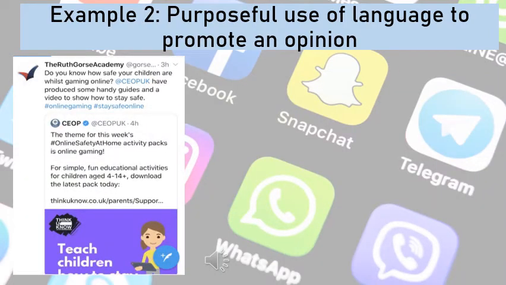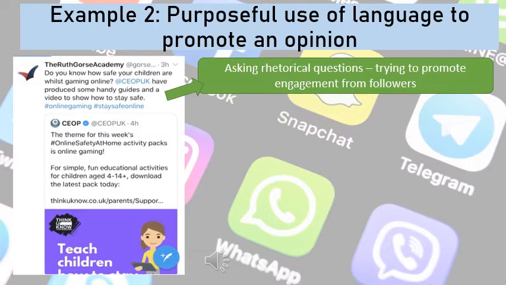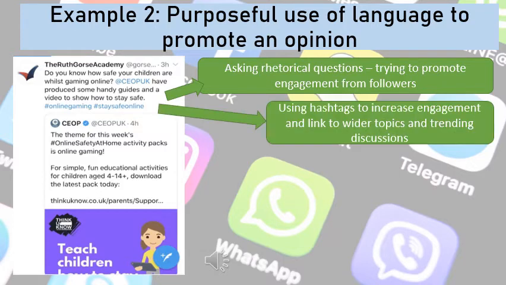A second example of purposeful use of language on social media is this tweet from the Ruth Gore Academy. It starts off asking rhetorical questions, which helps to promote engagement from other followers. In this case, the question is, do you know how safe your children are whilst gaming online? It catches people's attention and makes them think about this question and want to read on. They also use hashtags to increase engagement and link to wider topics and trending discussions on this issue.